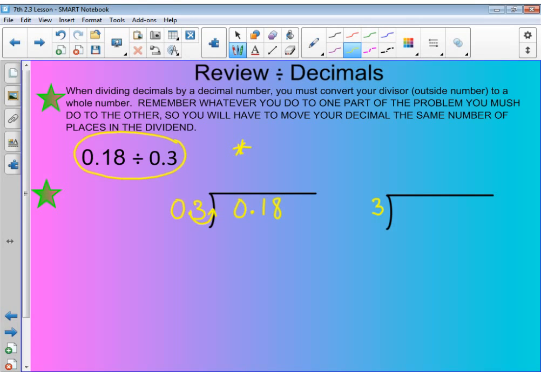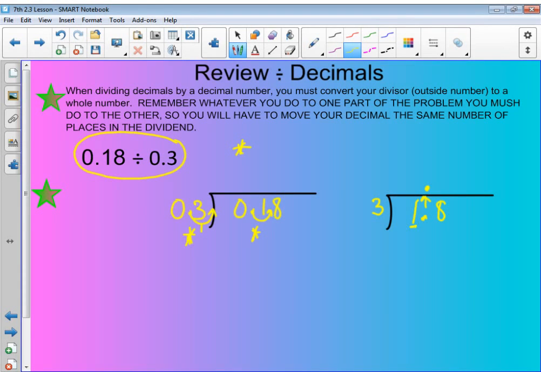Whatever I did here, I have to then also do over here. So I have to move one place. I'm only going to move one place here. So now this is going to become 18. Now when we divide, we need to remember to bring our decimal straight up and start the division process.